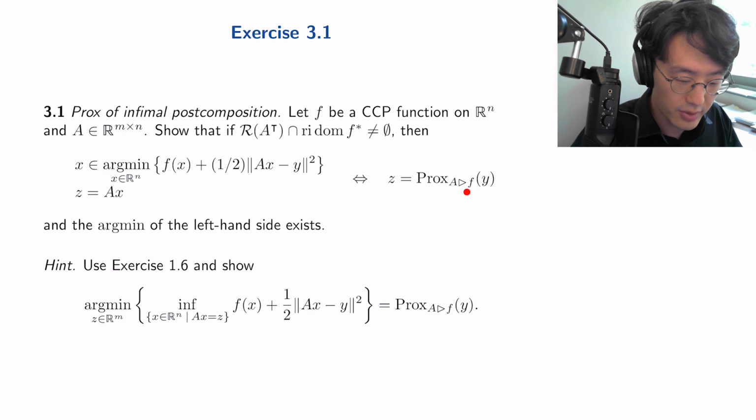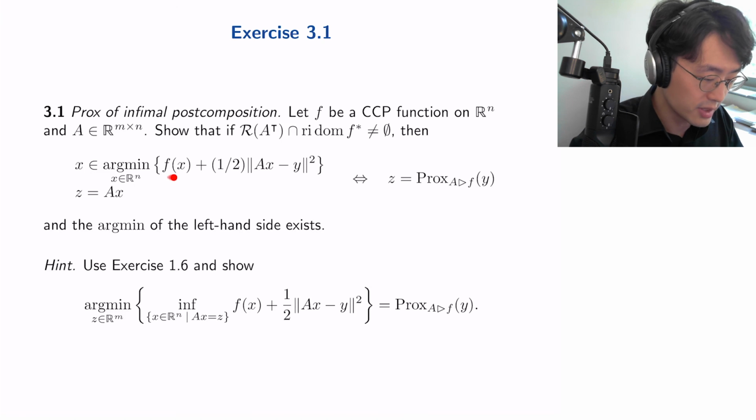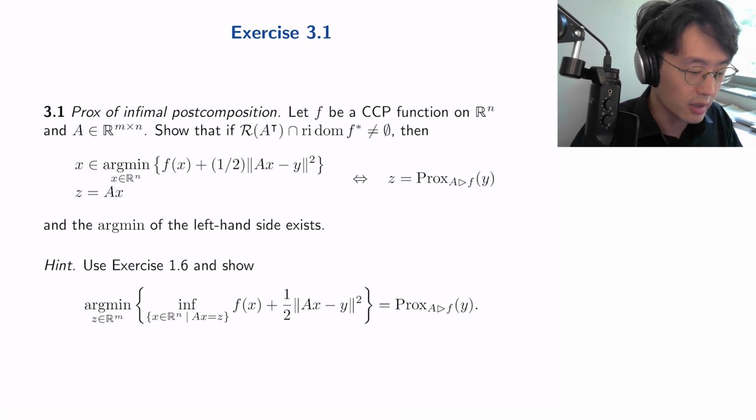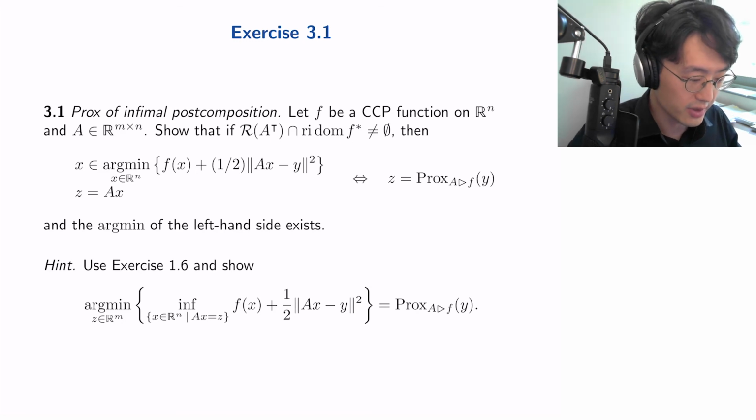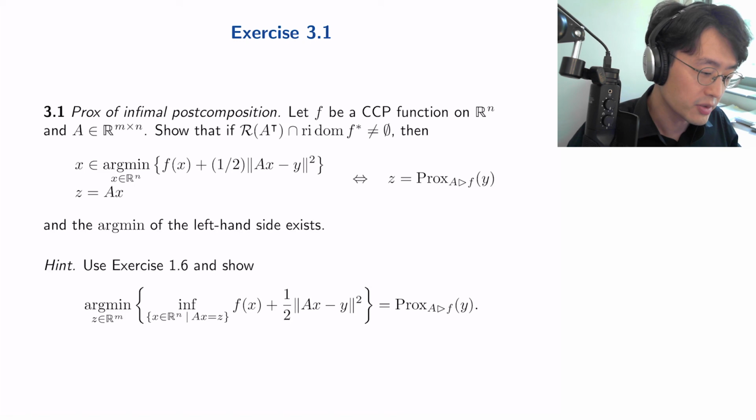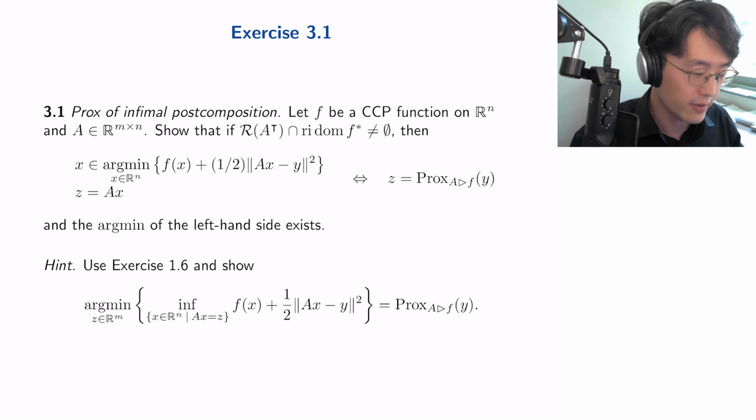to the infimal postcomposition of f by A can be evaluated by first performing this minimization with respect to x, and then computing the matrix-vector product Ax, and assigning that to be equal to z. When we write down this formula, we also want an assurance that this argmin, this minimization problem, has a solution. Note that this minimization problem and this regularity condition are what we had considered previously in exercise 1.6. And exercise 1.6 immediately ensures that this argmin always exists.